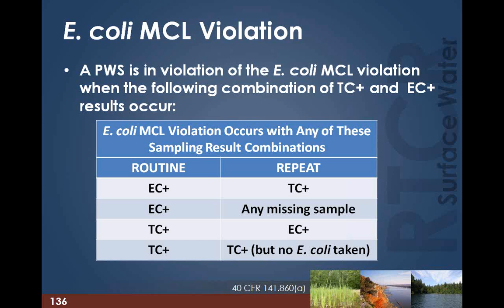So a public water system incurs an E. coli MCL violation when the following occurs. And you've seen this in several different visuals and formats. The first one is if a routine sample is E. coli positive and the repeat sample is total coliform positive. The next is if the public water system fails to take all the required repeat samples at an E. coli positive routine sample. The next one is a routine sample is total coliform positive and the repeat sample is E. coli positive. And the last one is a repeat sample is total coliform positive and the sample is not tested for E. coli.